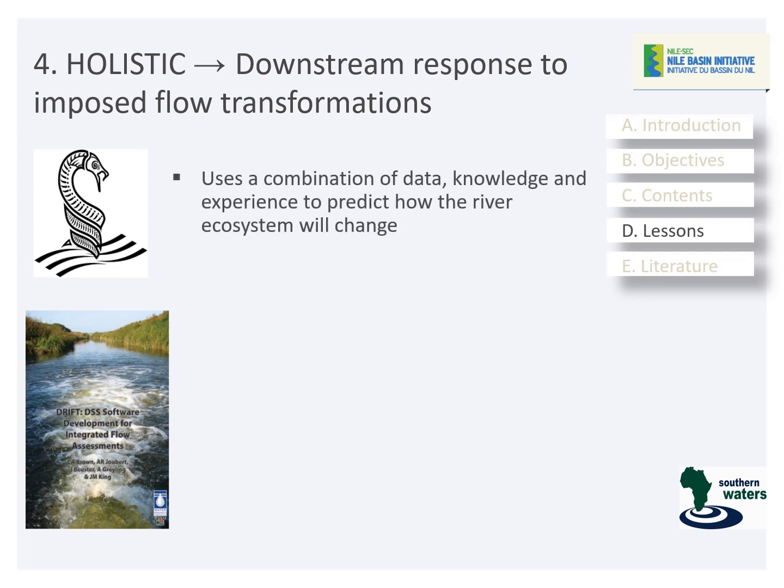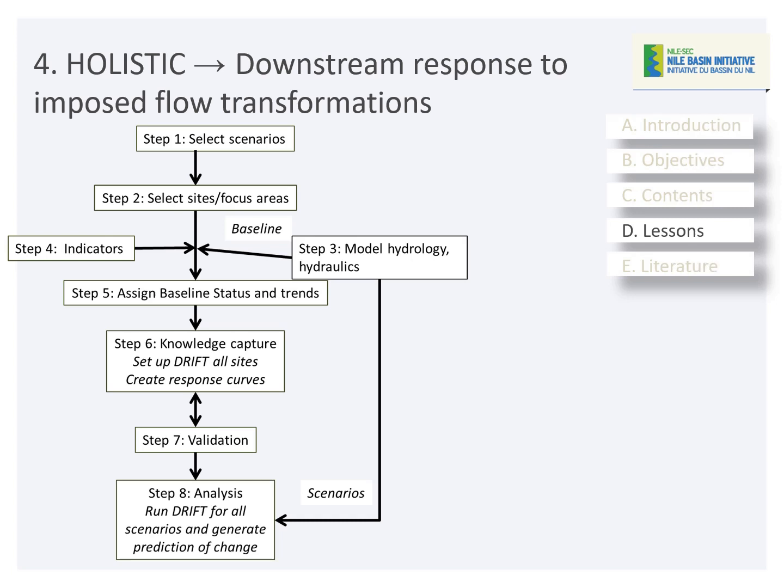It uses a combination of data, knowledge, and experience to predict how river ecosystems will change. It informs the social assessments of potential impacts on river users. This is a schematic of the procedural steps of DRIFT, where you select indicators, select sites or focus areas. You apply the modeled hydraulic data to provide an indication of habitat suitability associated with flows. It will give an indication of flow suitability in response to your indicators. So that's the flow ecosystem relationships.